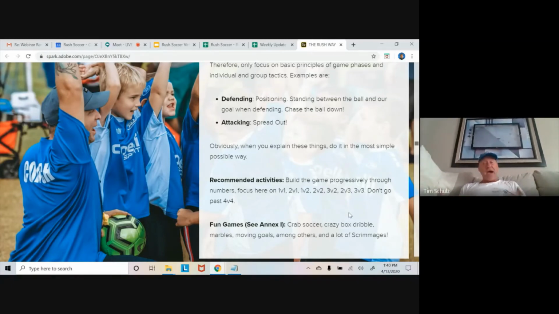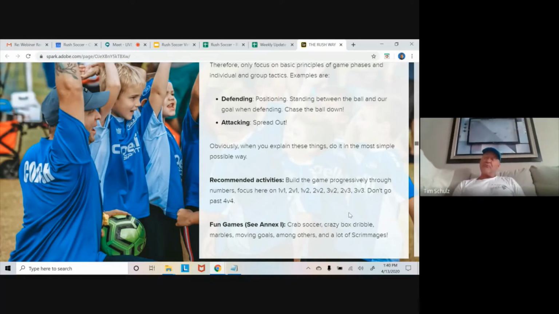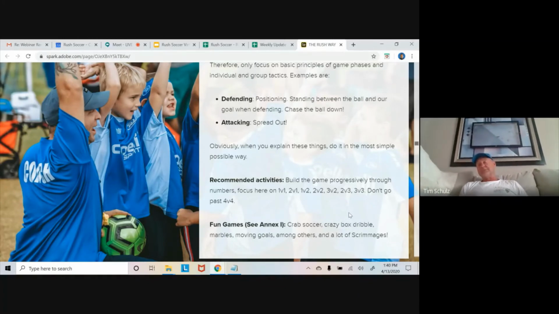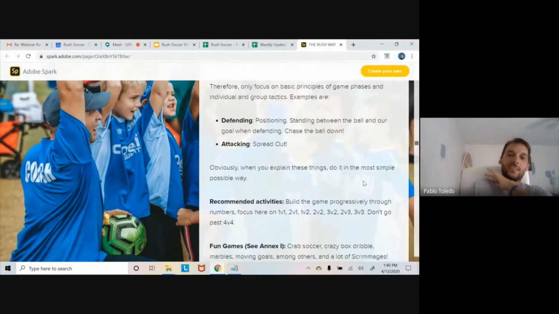Go fast. That's a tactic. Come on, get up there. Go fast. Dribble fast. Go. So those are very rudimentary tactics, but you can introduce them. Exactly. The proportion of tactics at this age group is minimal. So as a coach, again, don't worry too much about it.